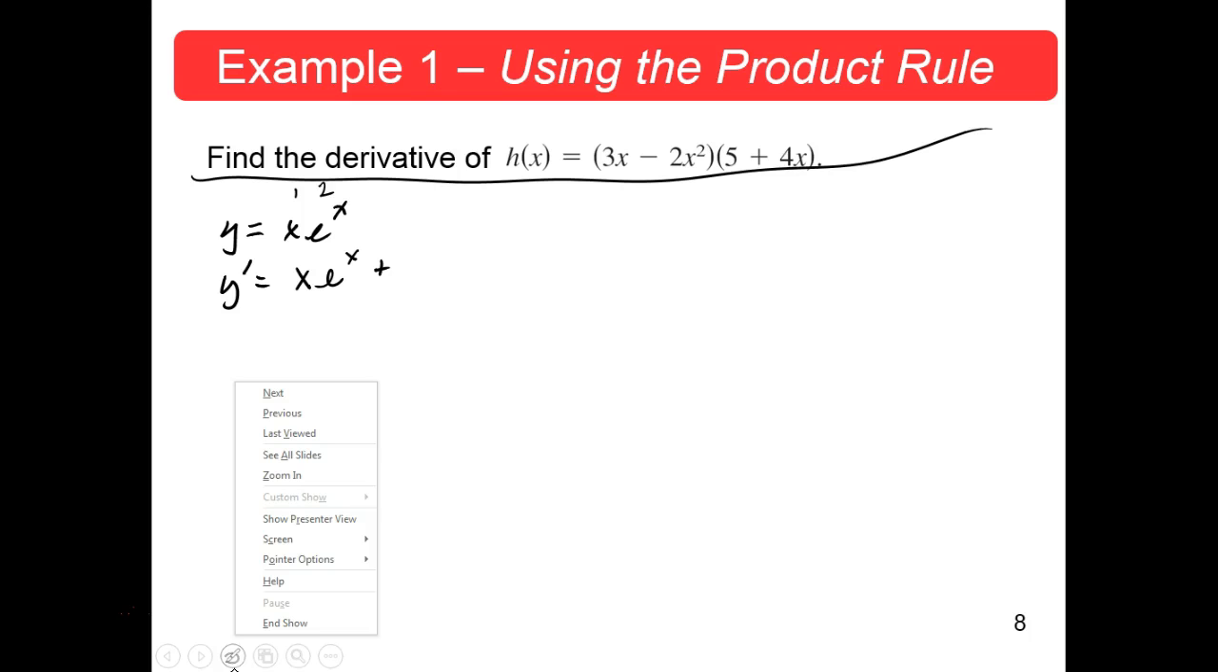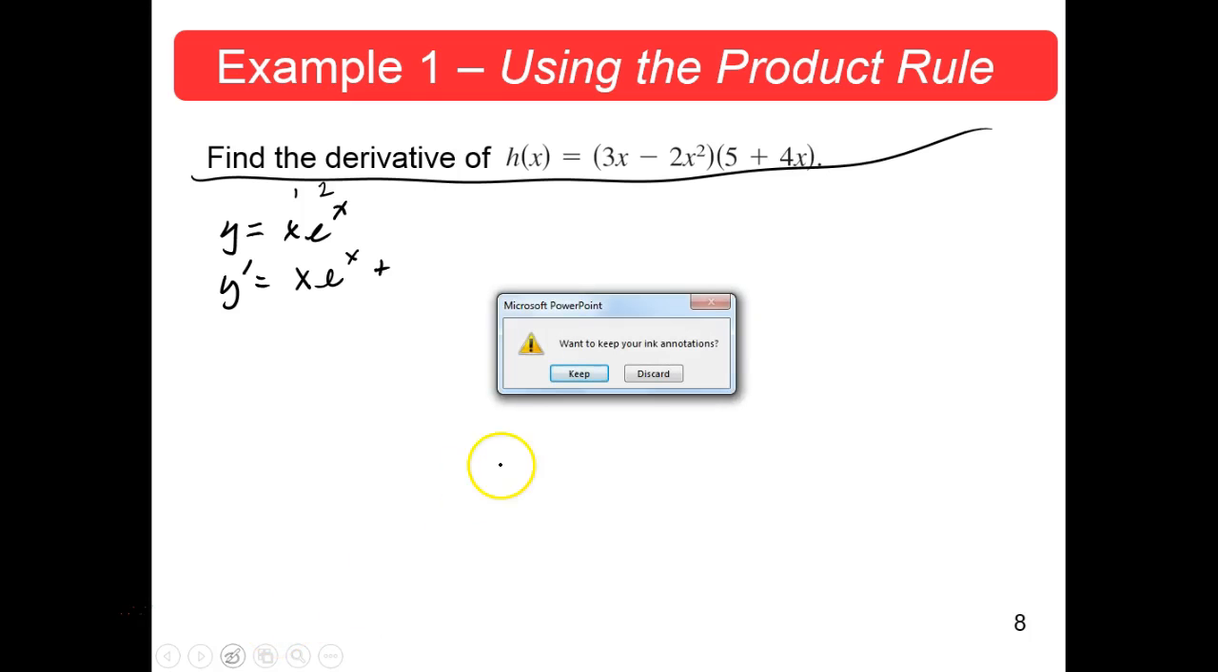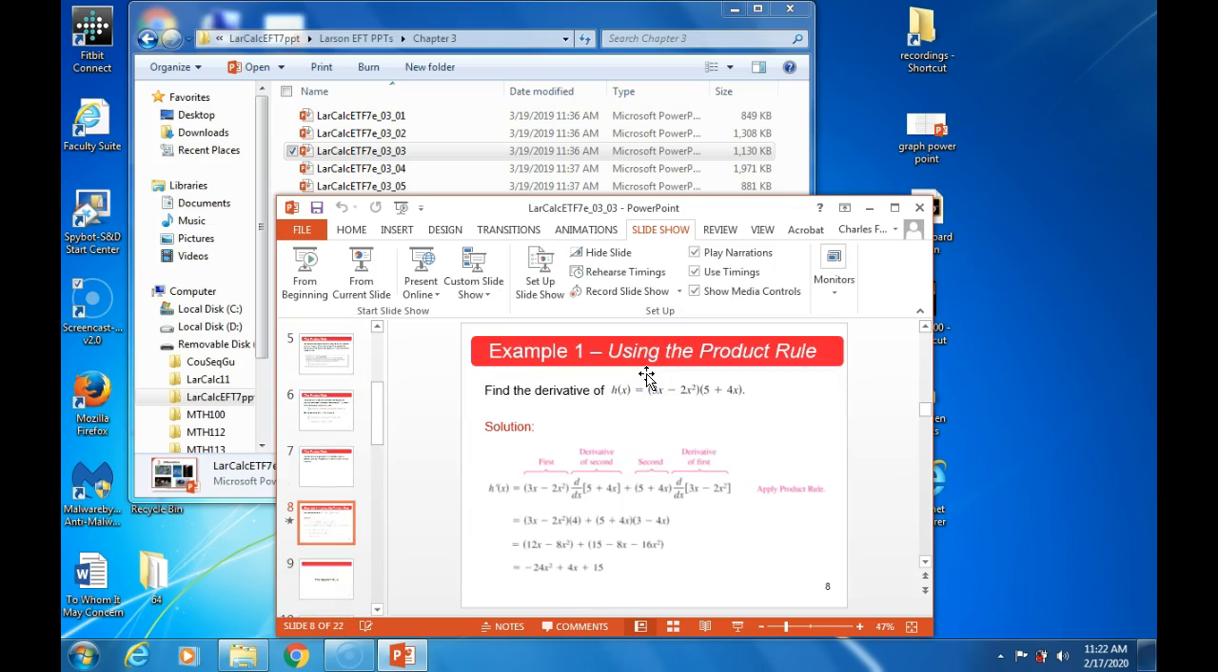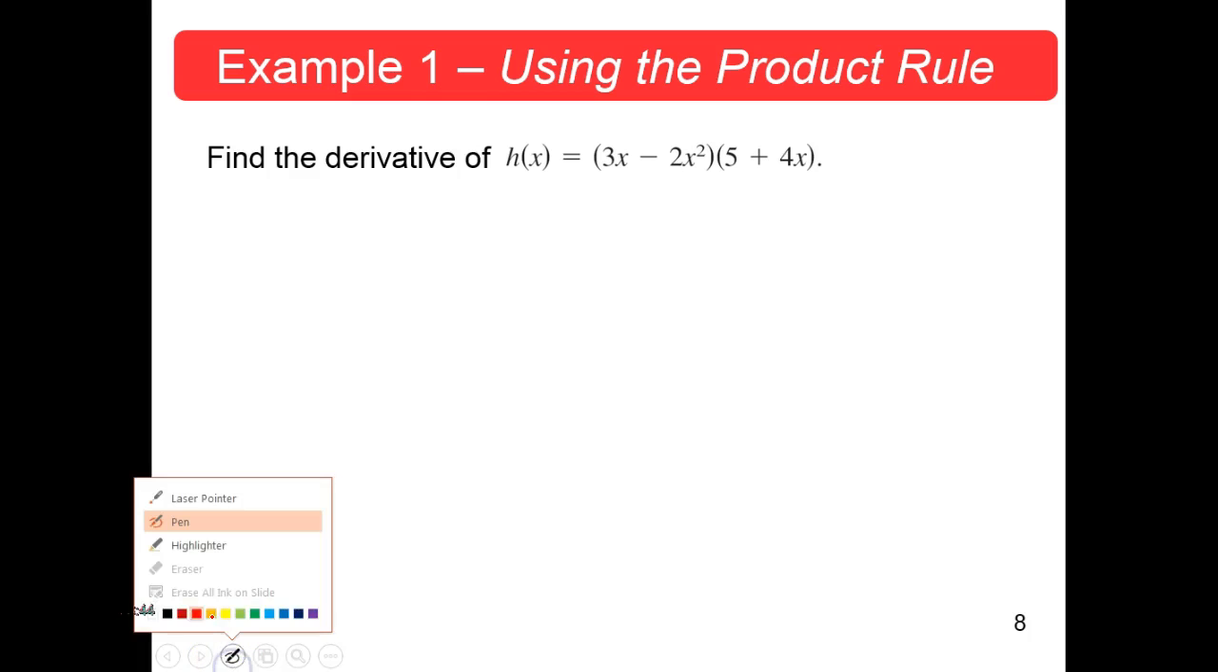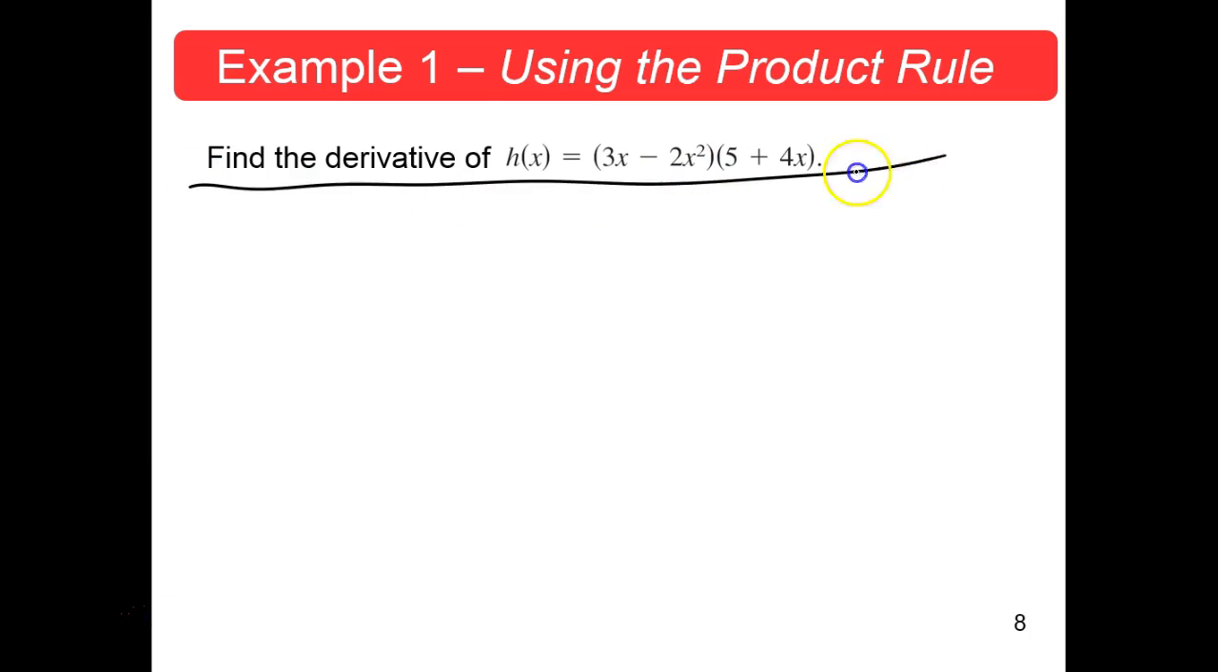Let's try this and see what happens. End the show. That's not what I want it to do. Discard that and then come back to current slide. Okay. There it is back again. Why didn't you tell me to do that before, huh?